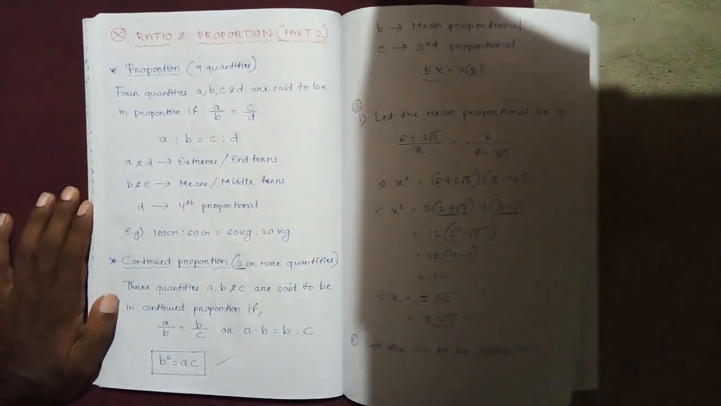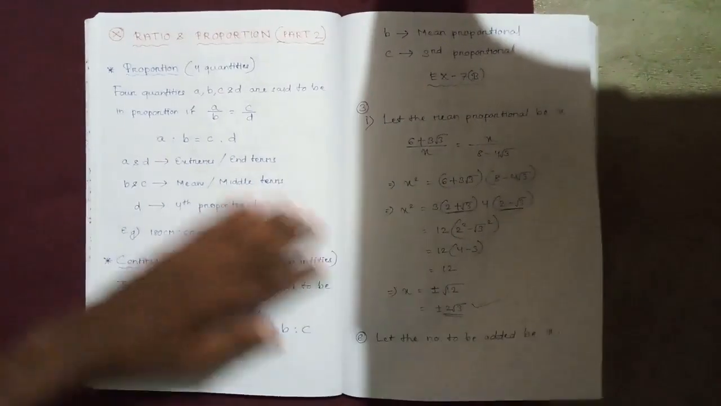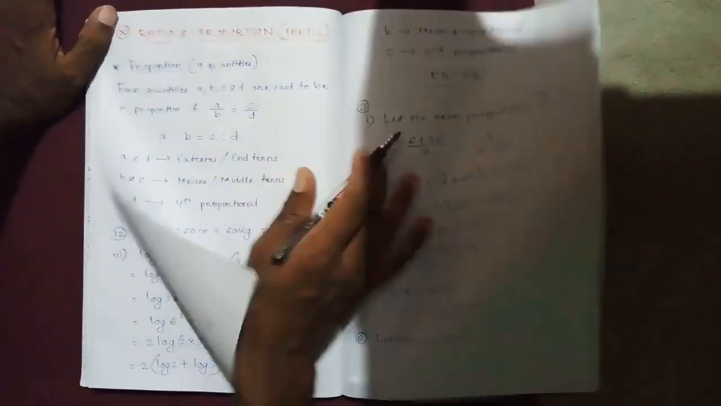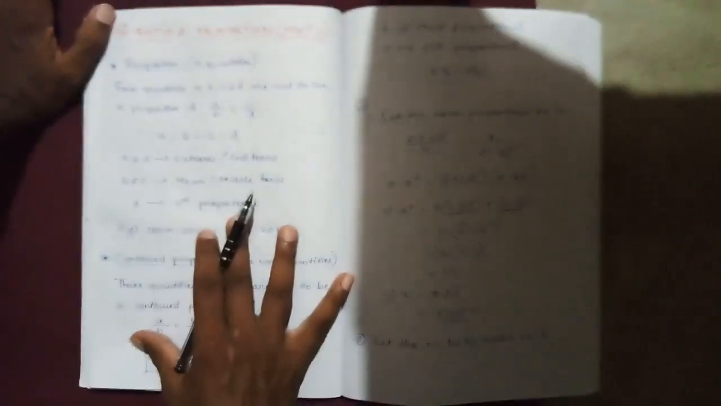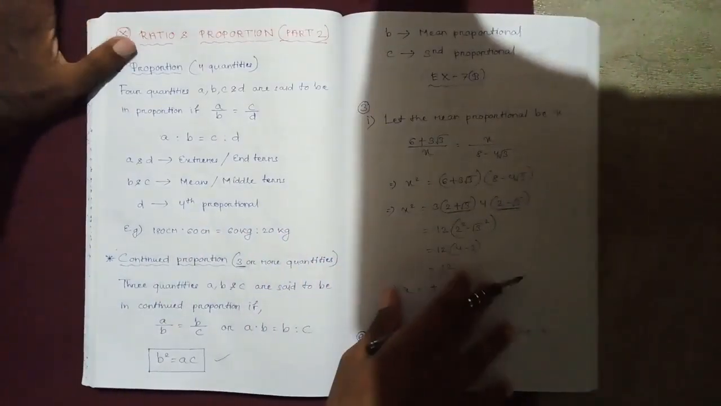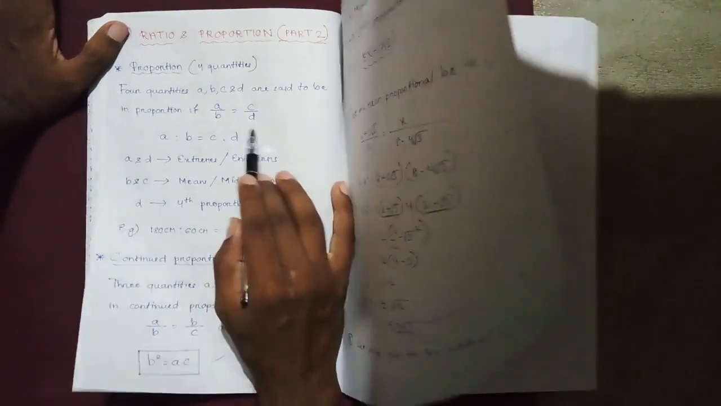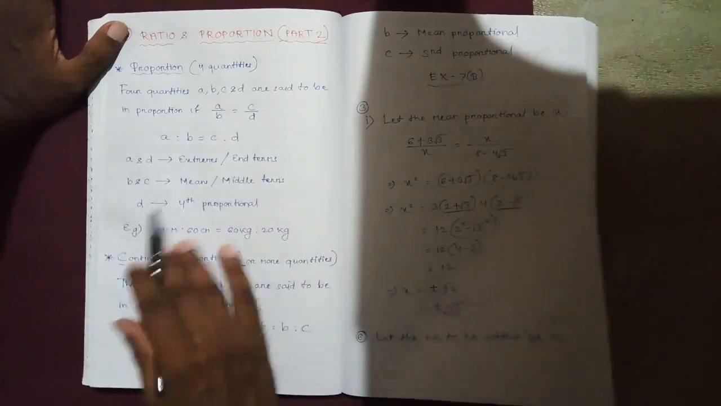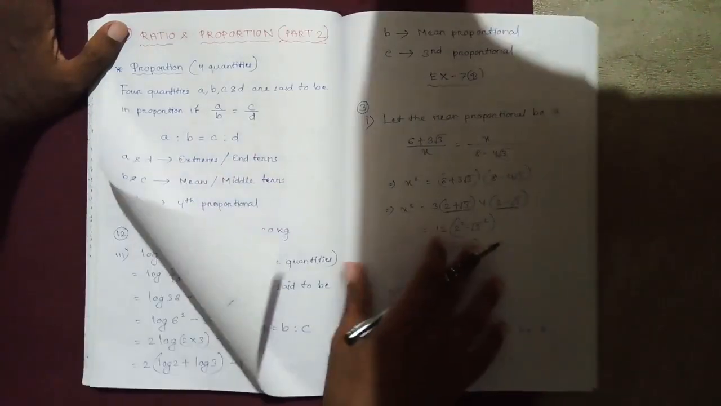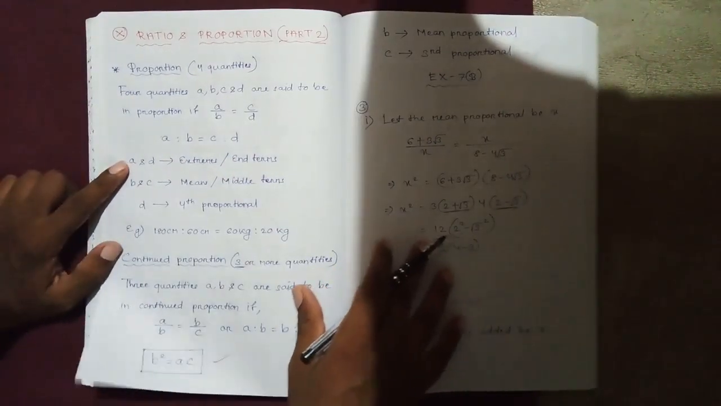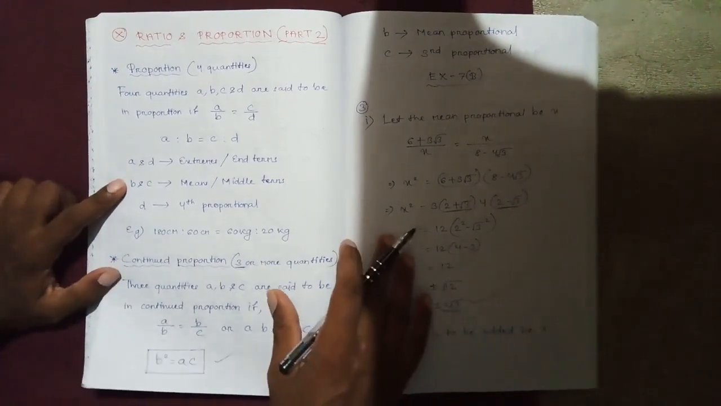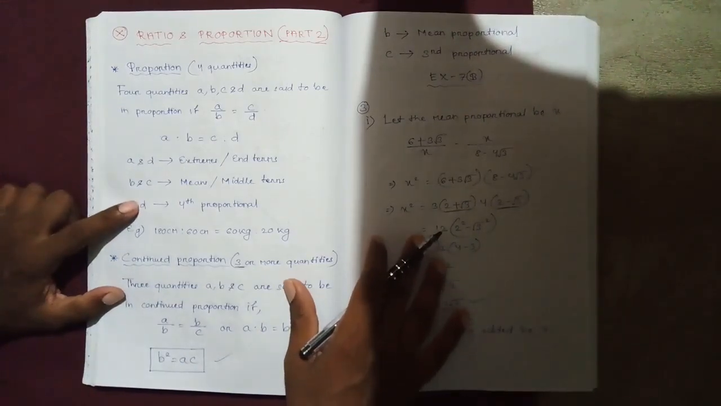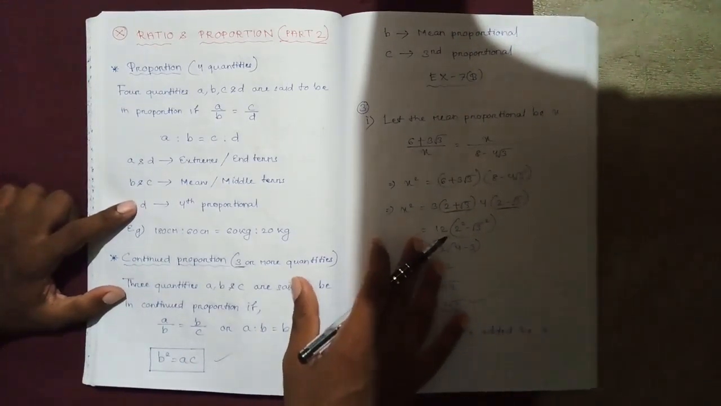It involves four quantities, suppose A, B, C and D. They are said to be in proportion if A by B is equal to C by D, or A is to B is equal to C is to D. Here first and last, A and D, are called extremes or end terms. The middle two terms B and C are called means or middle terms. D, the last term, is called fourth proportional.